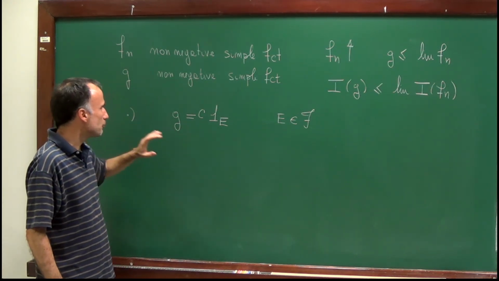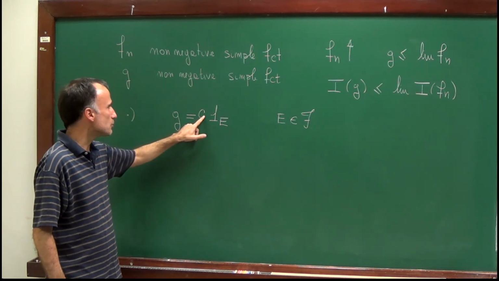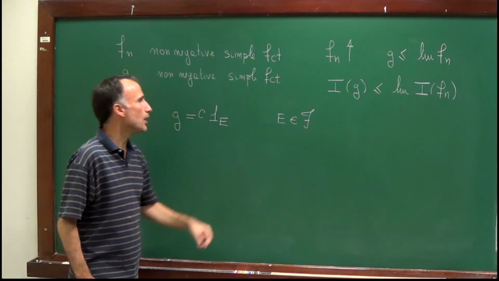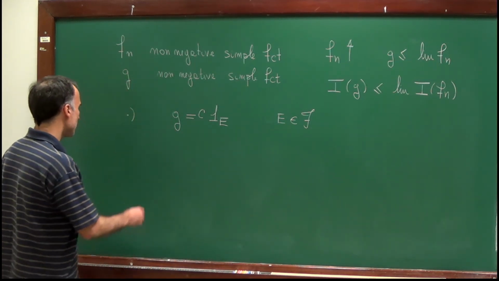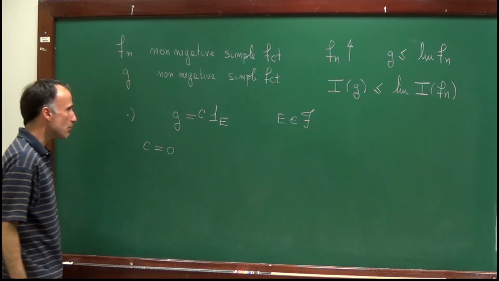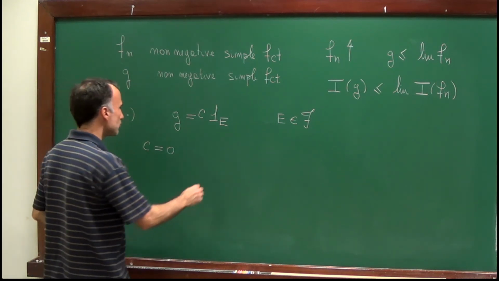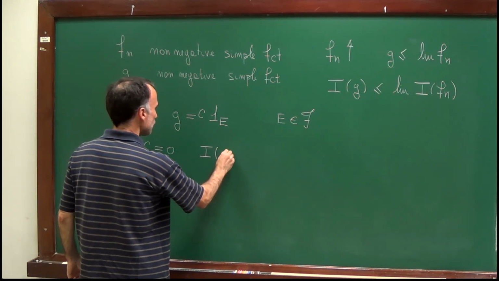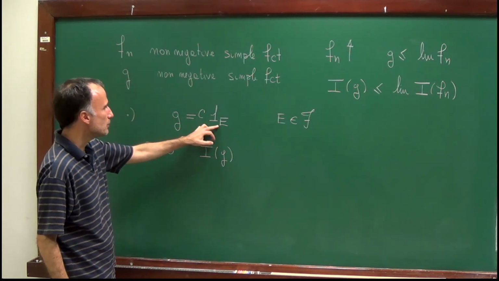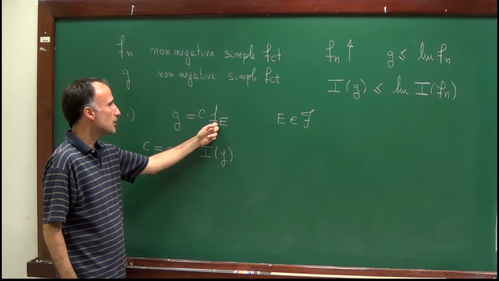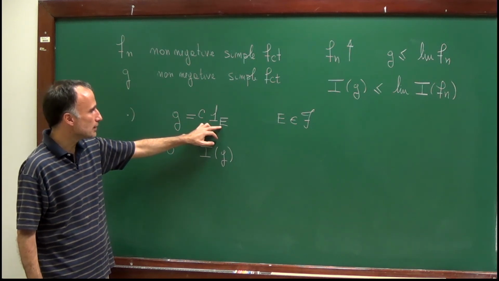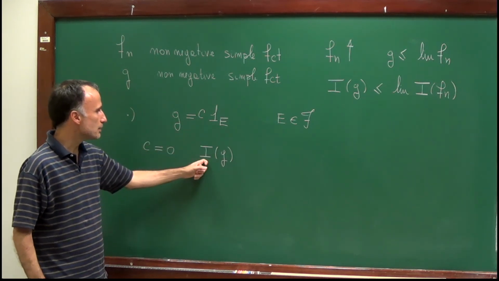So let me assume for the moment that g is equal to some constant c, which is non-negative, times the indicator of a set E, which belongs to the sigma algebra. Right? Well, there are two cases to consider. Either c is equal to 0, but if c is equal to 0, then I of g, which is equal to c times the measure of E. We've seen that 0 times plus infinity is 0 by convention. So even if the measure of E is equal to plus infinity, this integral will be 0.